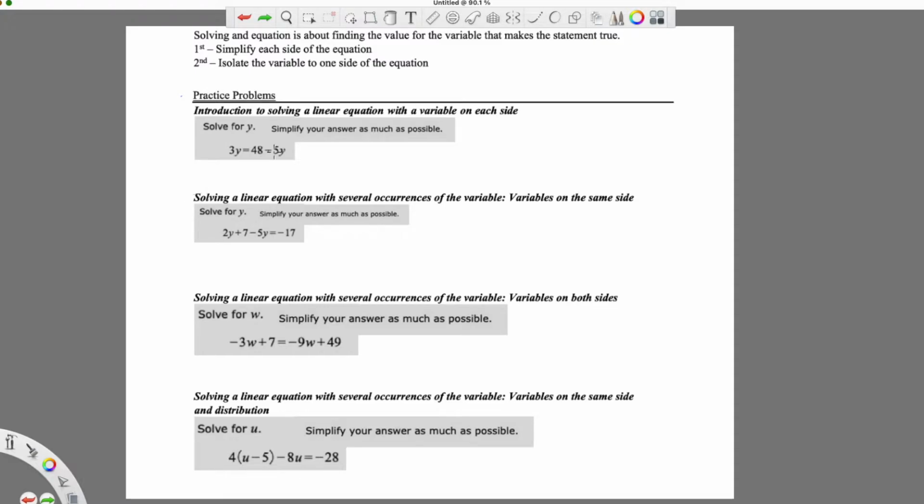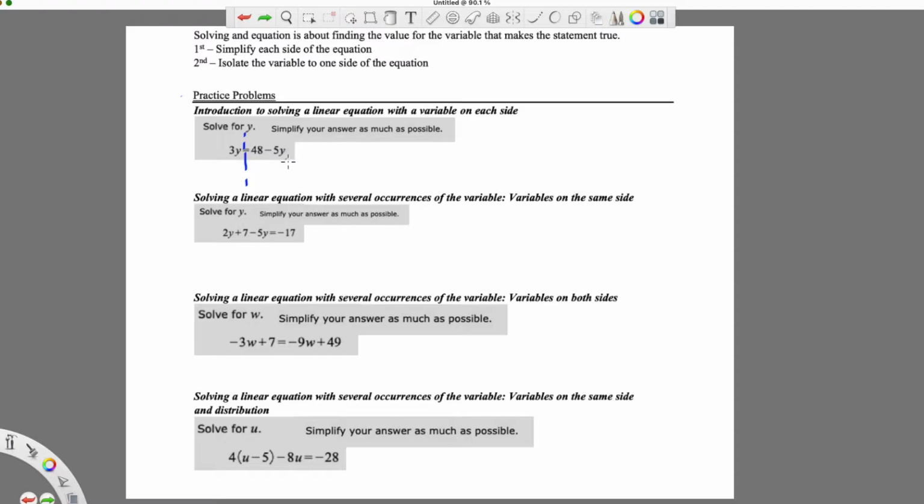So if we look at this very first one, it's just our introduction to solving a linear equation with the variable on each side. Here's my equal sign. I have the left side, there's a y, and I have the right side, and there's another y. So I have a variable on both sides. I want to first make sure that each side is simplified as far as it can go. 3y, that's as simple as it gets. And 48 minus 5y, there's nothing to simplify there.